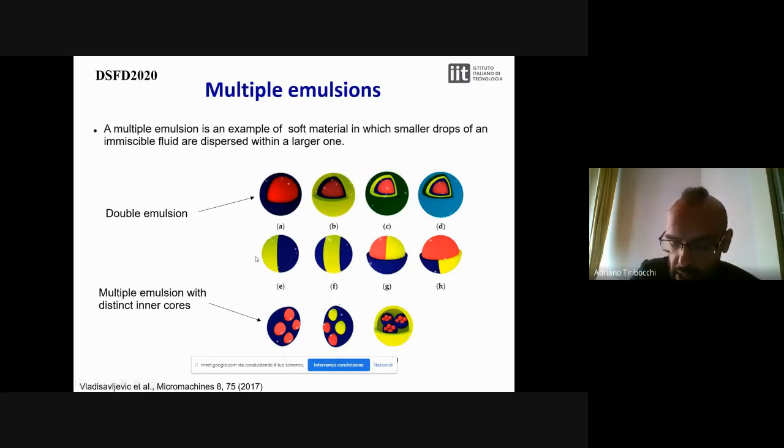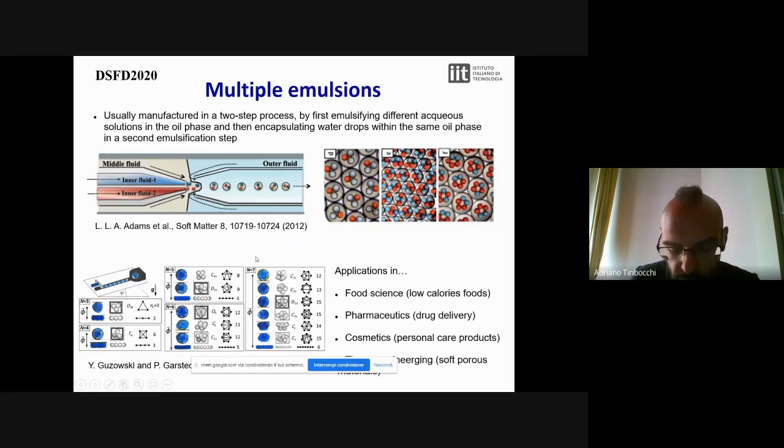So from an experimental point of view, over the last more or less 20 years, there has been a growing interest in creating and producing these multiple emulsions. In the first picture here on top, a typical sketch is shown of a device used for the production of these multiple emulsions. This is more or less a flow focuser.